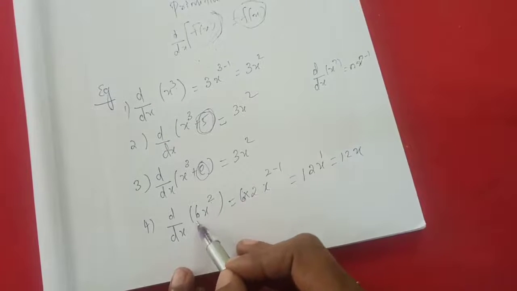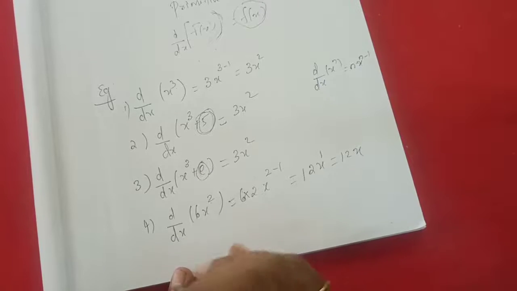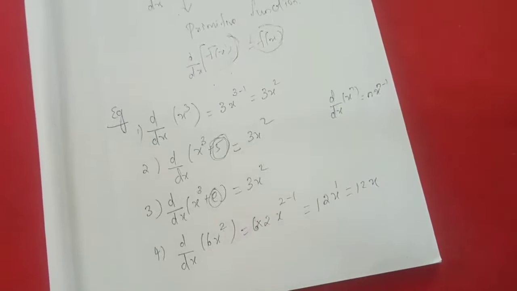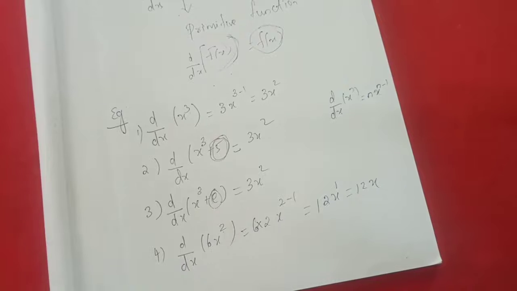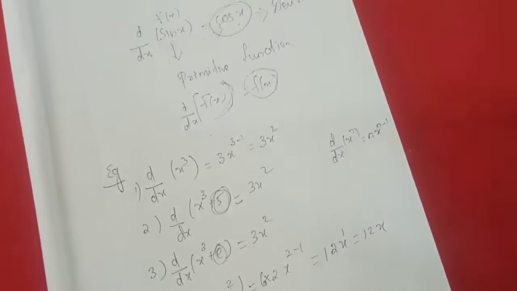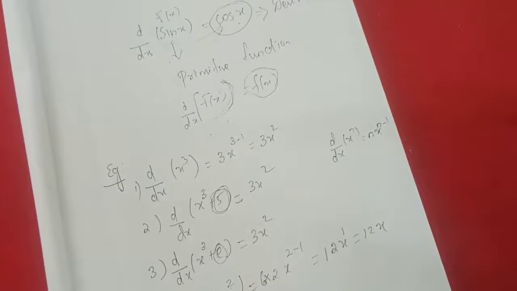What's the differentiation of 6x square? n x power n minus 1. So 6 is already here, so 6 into 2 is 12. So 12x power 2 minus 1, that's equal to 12x. Understand, students? You got some idea? So all these things are differentiation. Now I have not started the integration. I am just giving a recall of differentiation. Whenever we reverse this, you will get the integration. Okay. That's all.